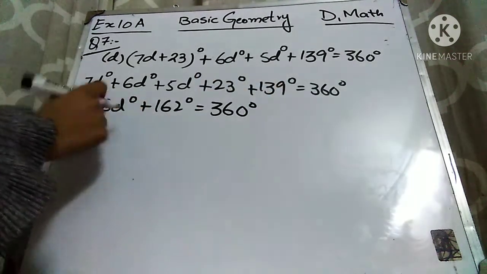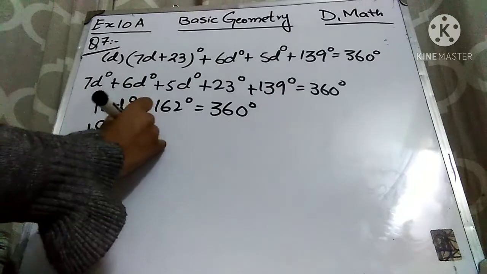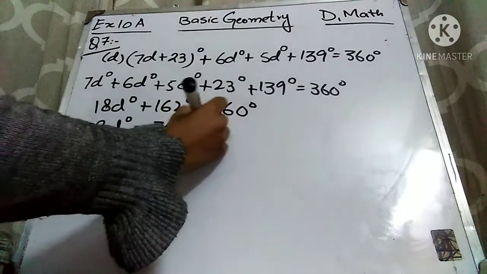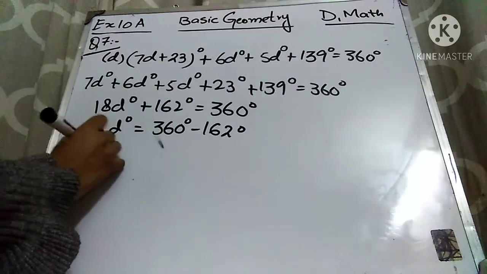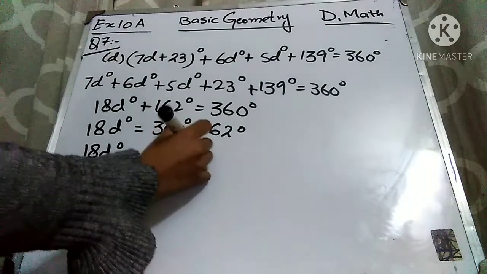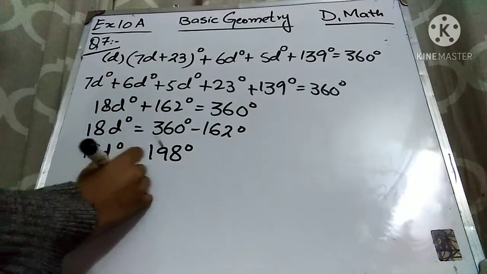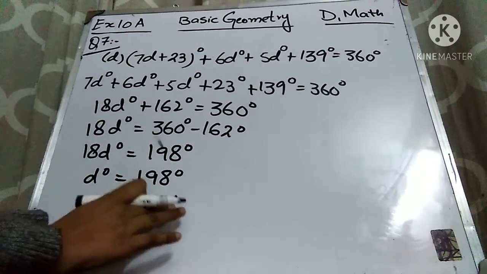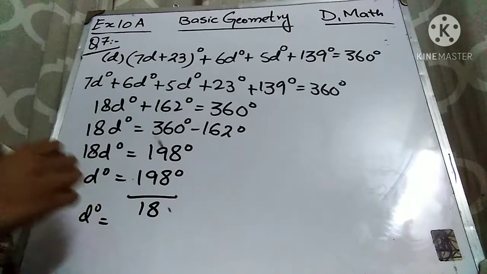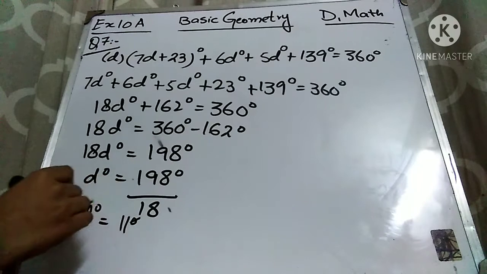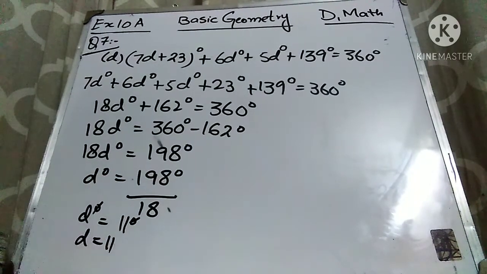Now this 162 is adding over here. It will go to that side and it will subtract. So when I subtract 162 from 360, I will get 198 degrees. Now this 18 is multiplying with D. When it goes to that side, it will divide. Okay, so when you divide 198 by 18, you will get 11 degrees. So degree and degree will cancel each other. So the value of D is 11.